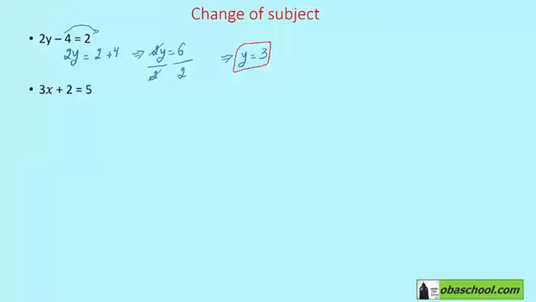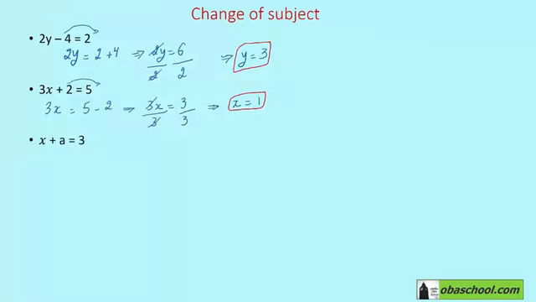Same goes here. The subject in such case is the variable x, and we need to find the value of x. So first things first, get rid of the plus 2 through subtracting 2 from both sides of the equal. So it's going to be 3x equals 5 minus 2. And now 3x is going to be equal to 3. Now let's get rid of the 3 that is right next to the x through dividing both sides of the equal by 3. So x is going to be equal to 3 over 3. So x is equal to 1. So there you go. 1 is the value of the variable x. And that would be the solution.